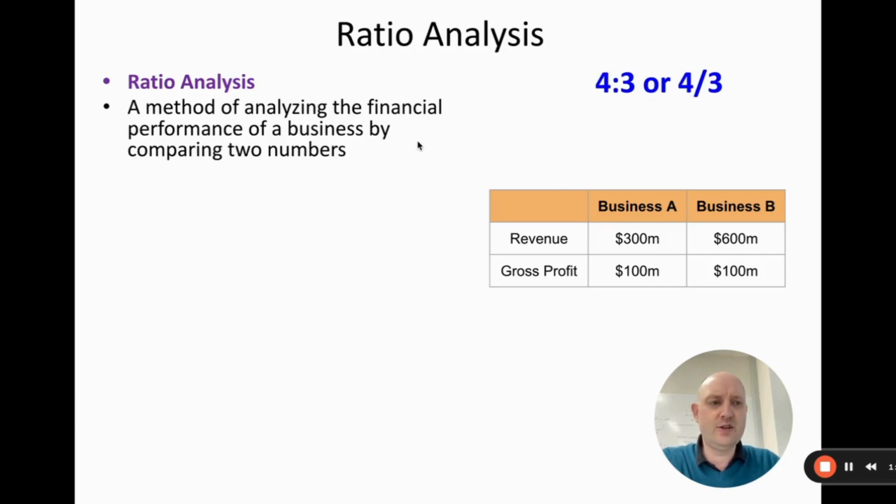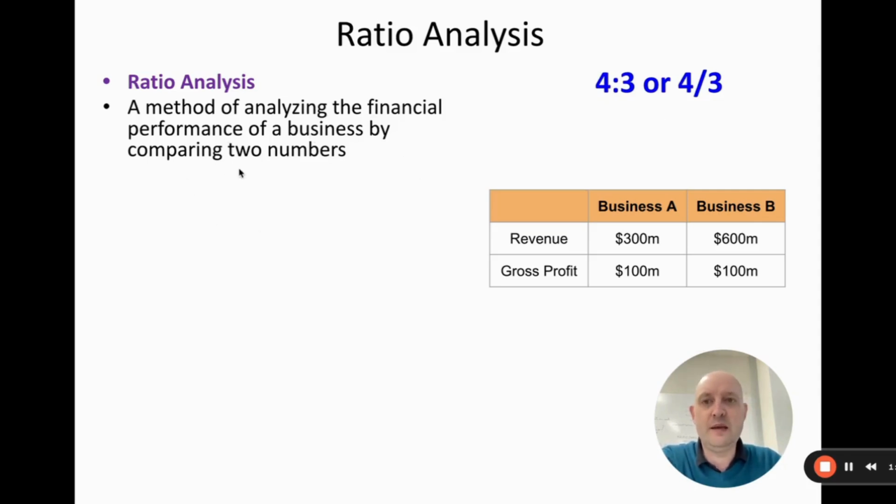So what exactly is ratio analysis? Well, a ratio is like this over here. You can see that 4:3 or 4/3. These are both two versions of ratios. Historically, normally we see this as the ratio, but it's basically one number divided by the other one. And it's a method of analyzing the financial performance of a business.